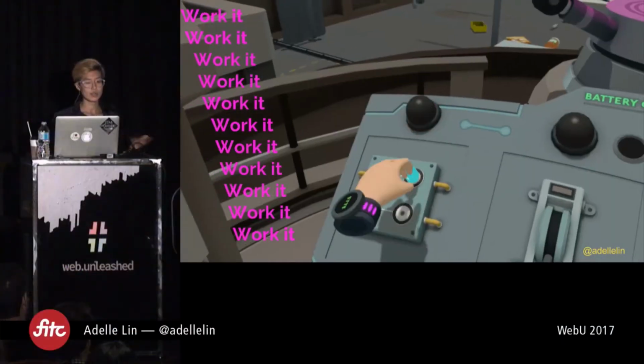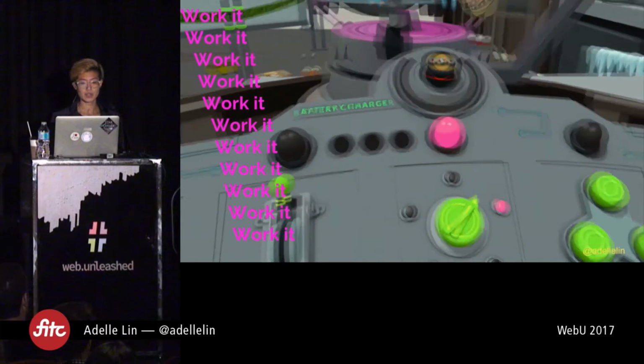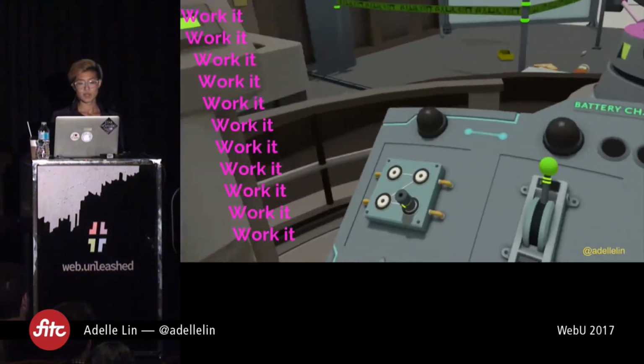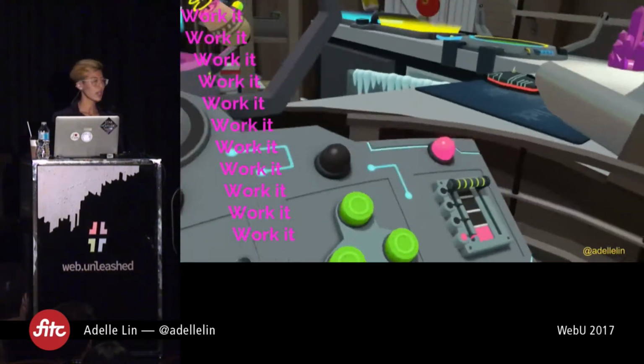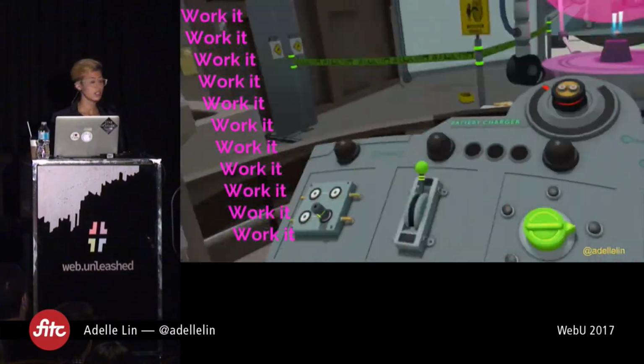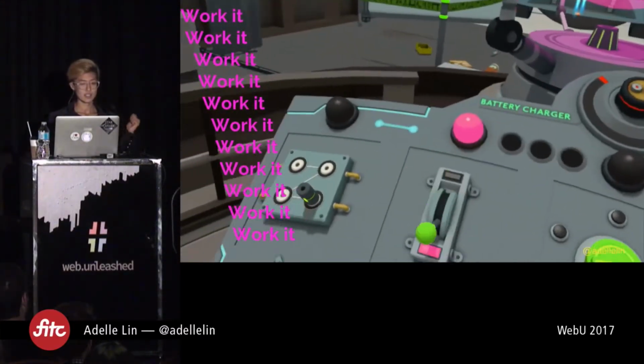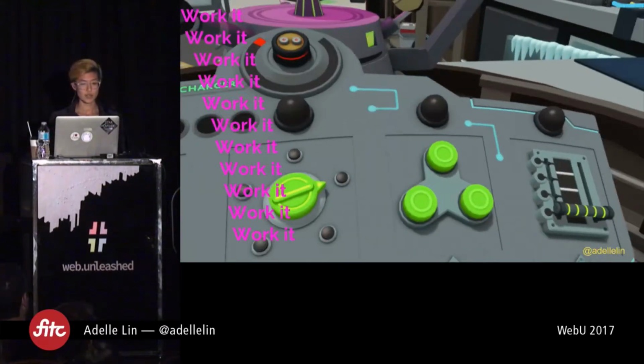Again, games have you working on these mindless tasks, solving puzzles, but in being able to do these things repetitively, you have better access to remembering them. And this is how you charge a battery in Rick and Morty.